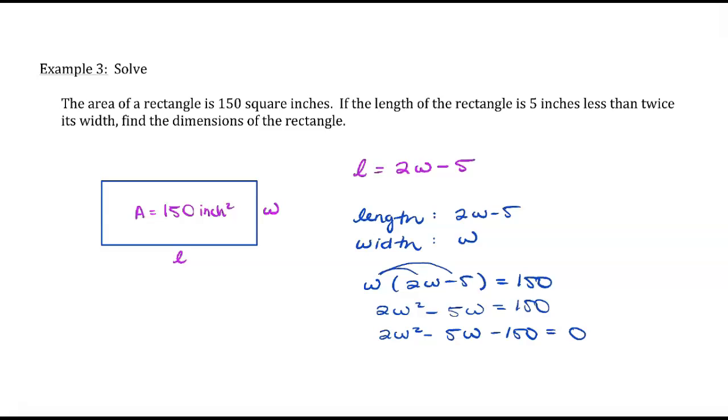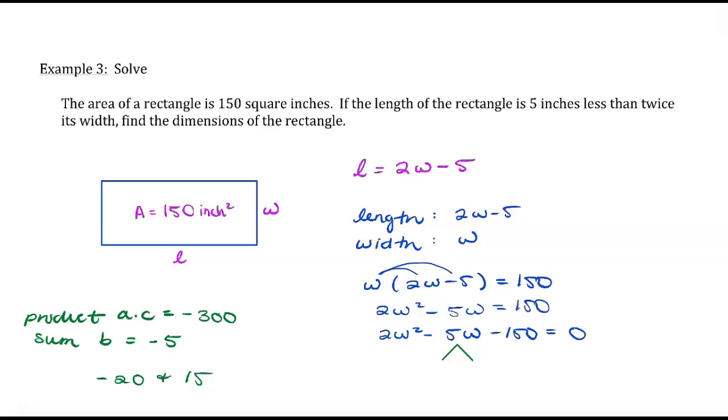We can factor this using guess and check or factoring by grouping. Let's practice our factoring by grouping. To factor by grouping, we need two values with a product of a times c, which in this case is 2 times negative 150, or negative 300. They also need to have a sum of b, which in this case is negative 5. The two values that will work are negative 20 and positive 15. Negative 20 times positive 15 is negative 300, and negative 20 plus 15 is negative 5.